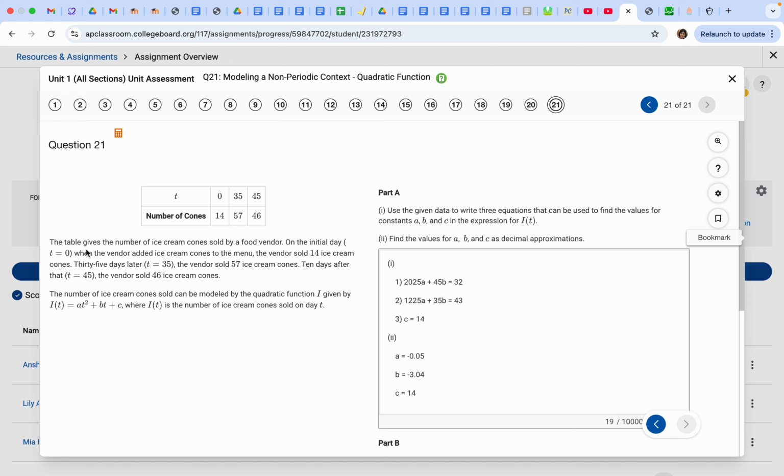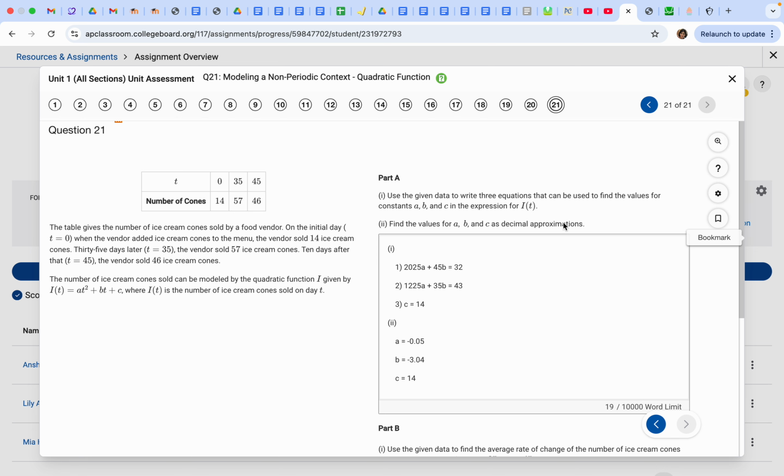It says the table gives the number of ice cream cones sold by a food vendor on an initial day. So this is day 0. We sell 14 cones. 35 days later, we've sold 57 cones on that day. 10 days after that, so 45, we've sold 46 cones. So we have this table. And they're telling us that it is a quadratic function where I of t is the number of ice cream cones sold on that day. So we could switch I of t and t to y and x when we're in Desmos.